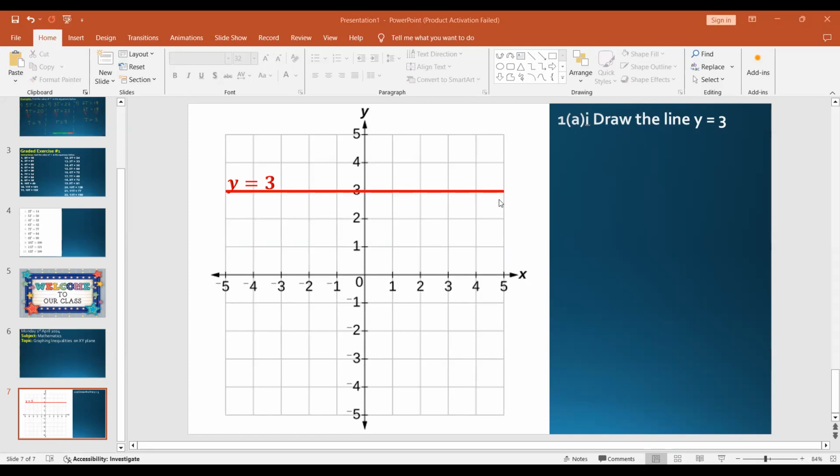Can you explain how we got y is equal to 3? Yes, so y means it's supposed to be on the y-axis, and in order for it to be on the y-axis, you need a horizontal line passing through 3. So we just put a line passing through 3 on the y-axis. Very good. y is equal to 3.